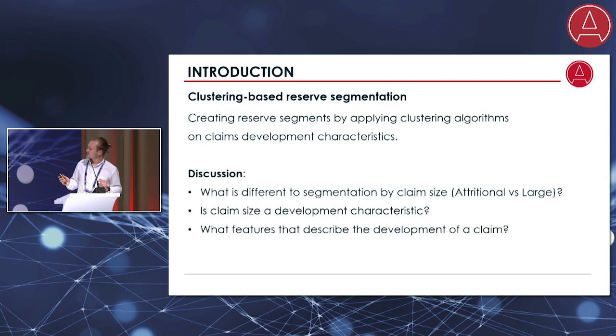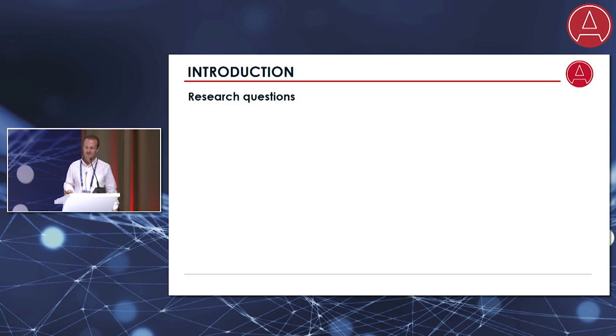So also, just a little idea. Can you try and think of any feature? So claim size could be a feature. What other features could there possibly be that actually do describe a claim's development?